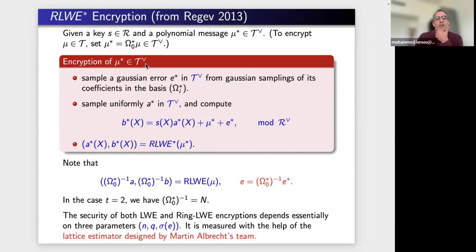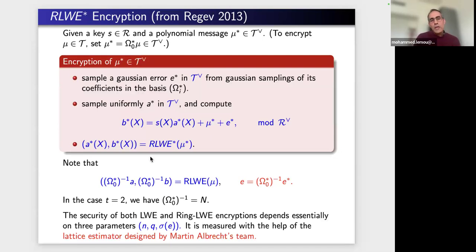If you take mu star in T dual, you sample a Gaussian E star in T dual. How to do this? You take Gaussian sampling of its coefficients in the dual basis omega i star. Then you sample A star uniformly in the dual of T in the same way, component-wise in the dual basis, and you compute B star as usual, equal to S(X) A star plus mu star plus E star. This is now not modulo R as usual, but modulo R dual, and the output result is the couple (A star, B star).